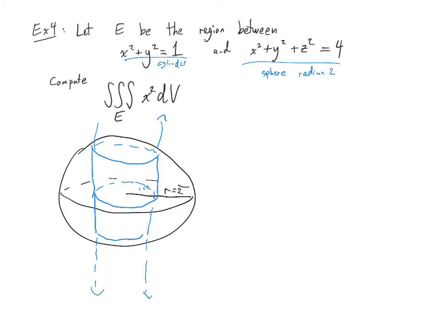One way you should think about visualizing this, if this is hard to visualize, is this is an apple that has been cored. So you've taken a sphere and you've punctured a cylinder straight through the middle to remove the core of the apple, and I want to integrate this function over the remaining region.